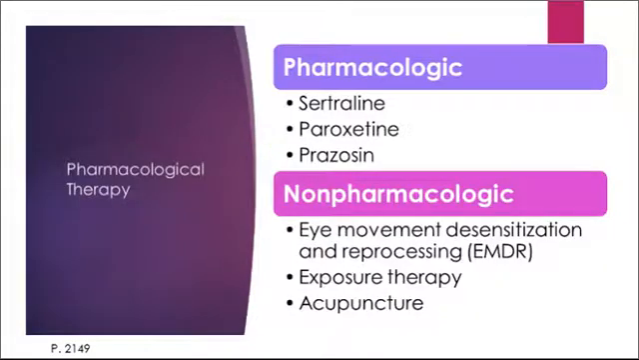Pharmacological, there's your sertraline, paroxetine. Both of those are SSRIs. That's your Zoloft and Paxil. Prazosin, one of your anticholinergics. Amiodarone goes with prazosin. It's always what pops in my head because it makes you drowsy and causes postural hypotension.